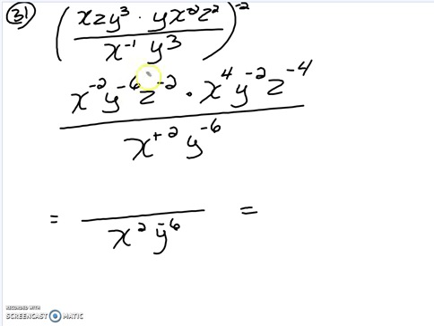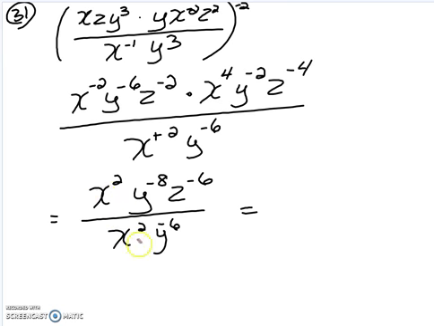The numerator does have some things to simplify, so I'm going to multiply my x's, my y's, and my z's by keeping the base, and product of powers tells me to add my exponents. So -2 plus 4 gives me x squared, -6 plus -2 gives me y to the -8, and z to the -2 times z to the -4 gives me z to the -6. Awesome. So my numerator is simplified. My denominator is simplified. Now I can do quotient of powers.